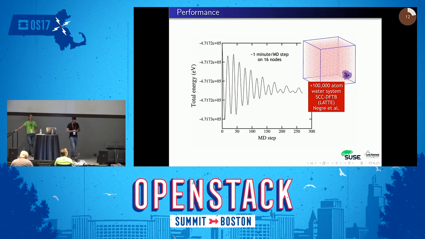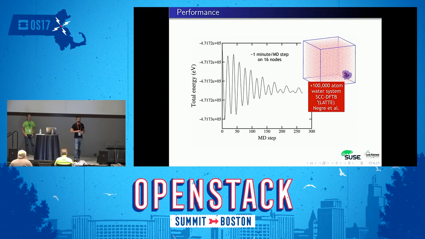So here is an example of a system that we usually use, and it's called a water box. It's just water molecules in a box. And here you can see one of the partitions, and this is more than 100,000 atoms. The problem that we have here is that this system is very large, and it takes about 1 minute to do a molecular dynamics time step, to basically update the coordinates of the system. So this is a lot. I mean, we don't want to wait 1 minute to update the coordinates of the system.